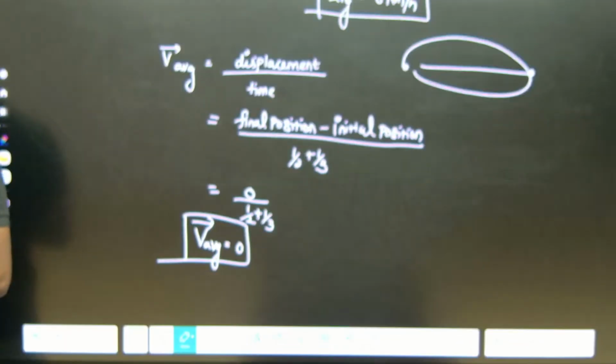So final position is home only, initial position also home only. So it is 0 by 1 by 2 plus 1 by 3. So the average velocity will be 0. This is the answer, right? That's the answer, right?